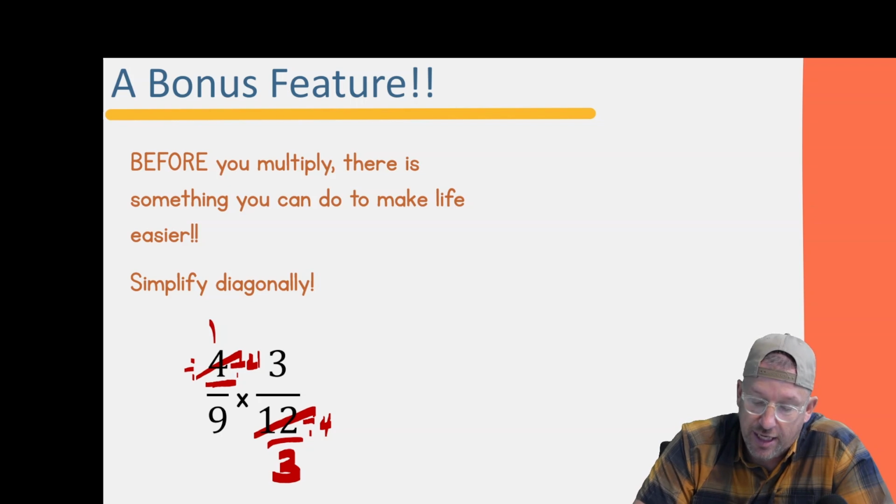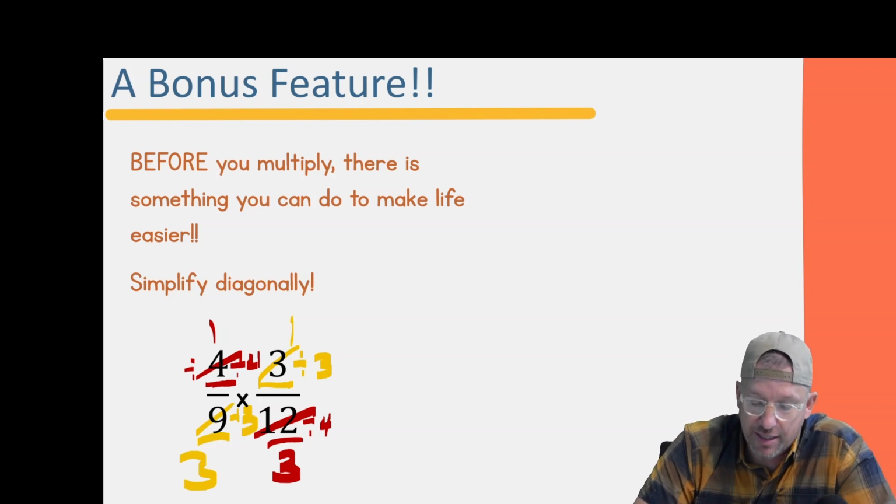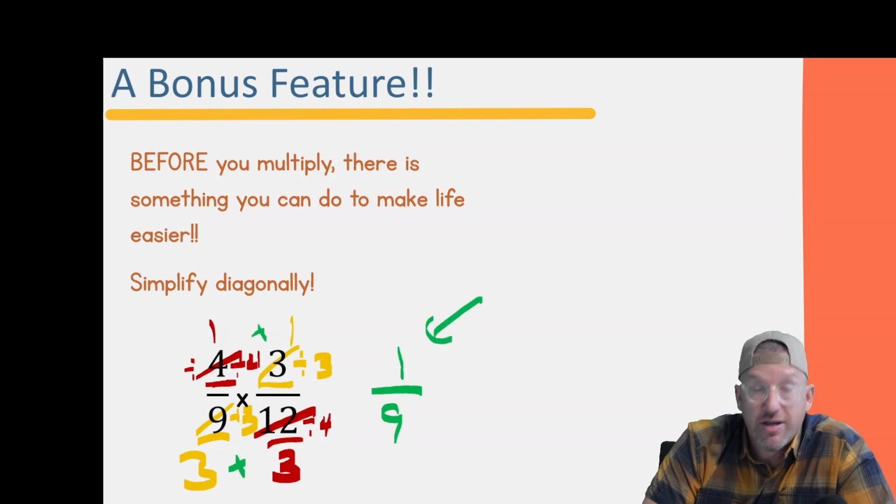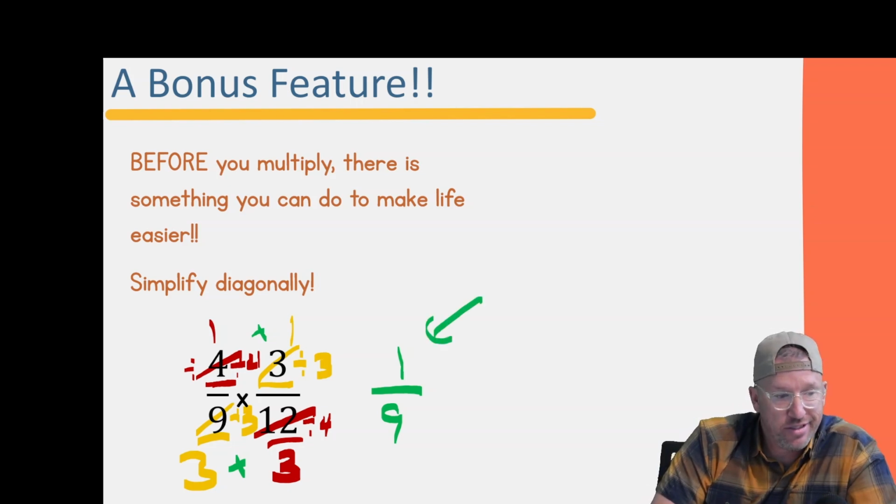And then I can do the same thing with the other one, possibly, if there is something that will work here. What's a number that will go into 3 and 9? Well, 3 will go into both of them. So what's 3 divided by 3? That's 1. And what's 9 divided by 3? That's 3. And when you do that, your life becomes a lot simpler because now you just have to multiply straight across. What's 1 times 1? 1. What's 3 times 3? 9. And anytime we have a 1 involved, we are in simplest terms.